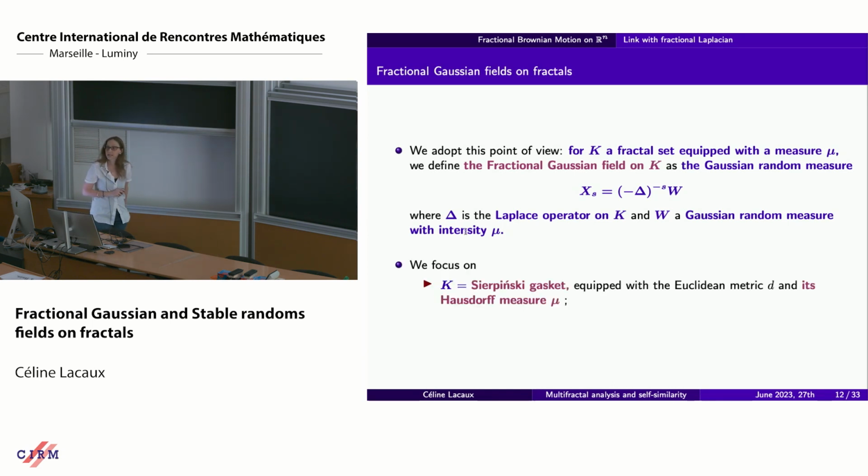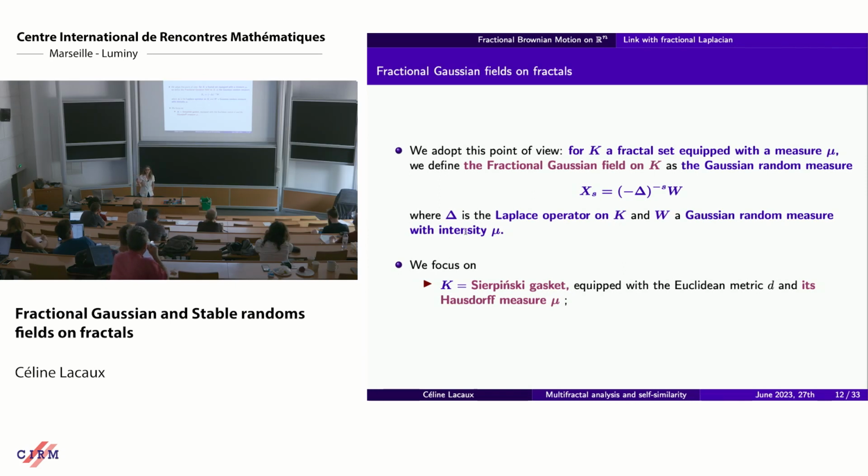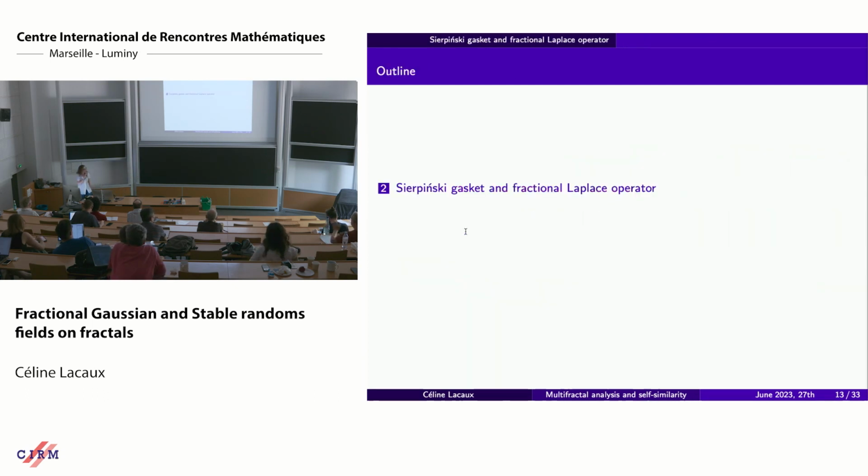So my example is K, the Sierpinski gasket. I need also a metric, and it will be the Euclidean metric. And I need the Hausdorff measure formula. You need several tools there that maybe you know, maybe you don't know. So what is the Laplace operator? How do I define the fractional Laplace operator of order S? And what is the Hausdorff measure on the Sierpinski gasket? That's the aim of the second part of the talk. So, Sierpinski gasket and fractional Laplace operator.